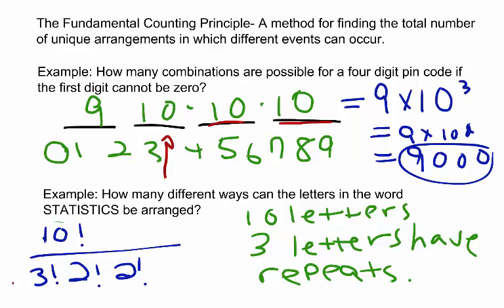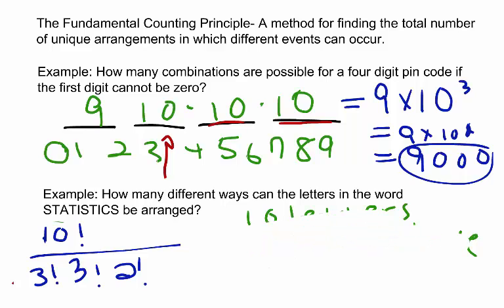For example, S repeats 3 times, so we have 3 factorial. T repeats 3 times, so we have 3 factorial again. And then the letter I repeats twice. Next, we simply work it out. There is a factorial key in your graphing calculator if that's what you're using, but we're also able to work these out by hand without too much trouble.